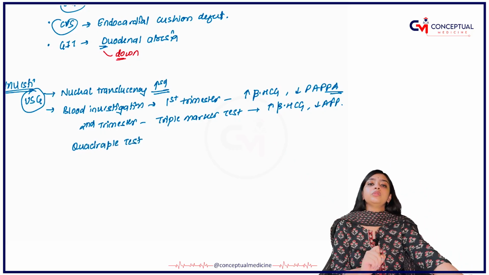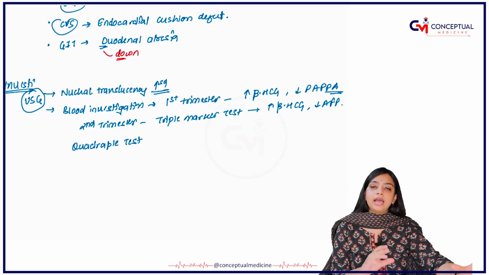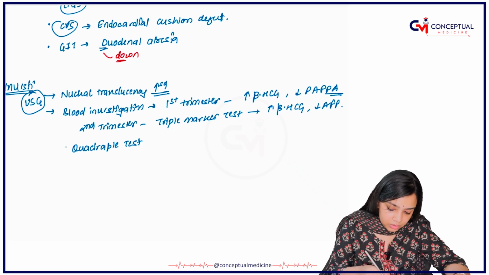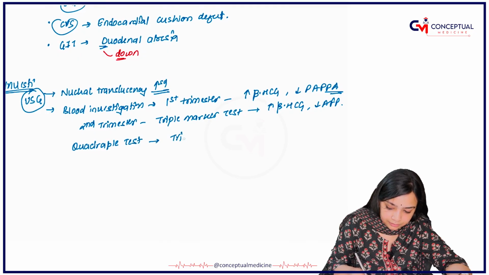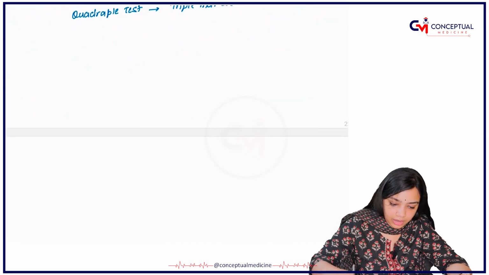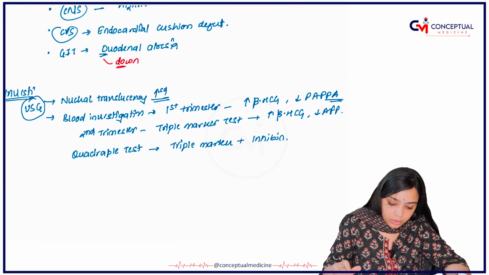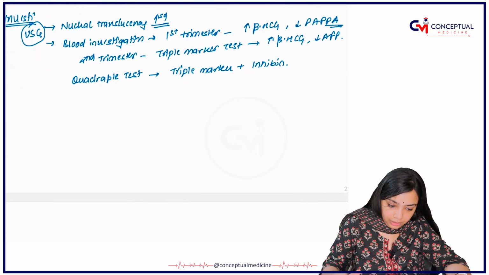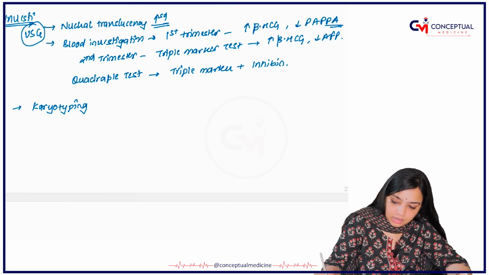See, you will learn about this in more detail in your obstetrics and gynecology. I'm just giving you that part which is important right now. Okay. So in the quadruple test, you have the triple marker plus inhibin. Okay, you have the triple marker and the inhibin. This was all about Down syndrome. Okay, and you can also continue with karyotyping. Karyotyping is confirmatory.